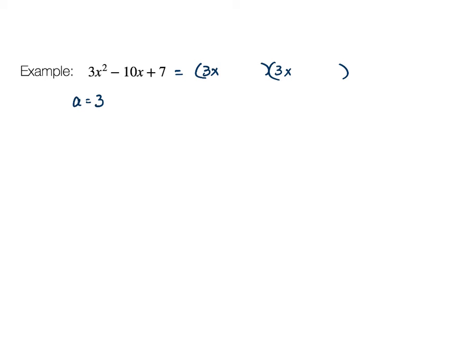This is just part of it. So let's finish writing down: b here is negative 10. That's going to be important to us. And c is equal to 7. So find out what AC is. Let's go and get our R value. So AC is equal to 3 times 7, or 21. And now we're ready to find R and S.